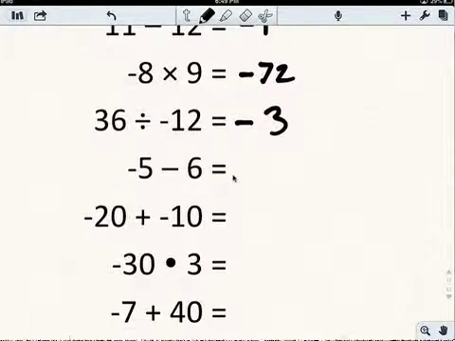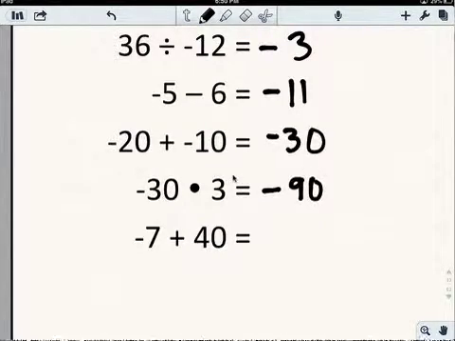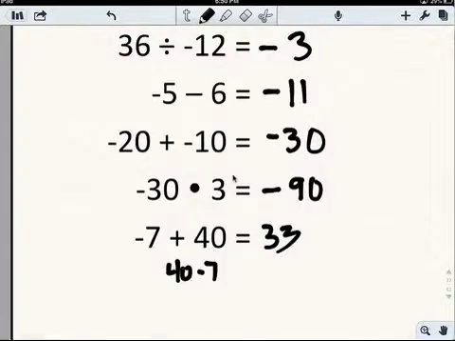Negative 5 minus 6 will be a larger negative number because we're getting farther into the negatives by subtracting, so that's negative 11. Negative 20 plus negative 10 is going to get farther into the negatives again. That's negative 30. Negative times a positive is a negative. 30 times 3 is 90. Negative 7 plus 40 is going to be just like 40 minus 7, and so that's 33.